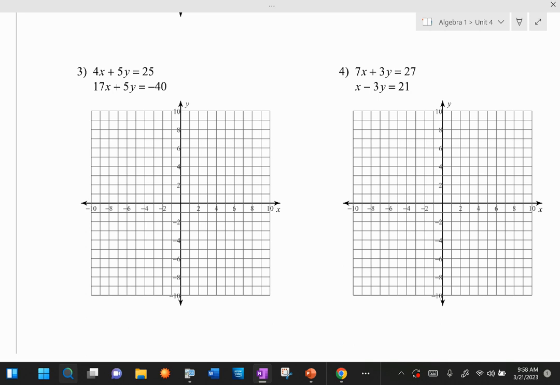Once you finish number 4, go ahead and go do number 8.